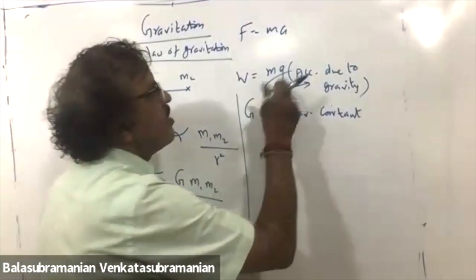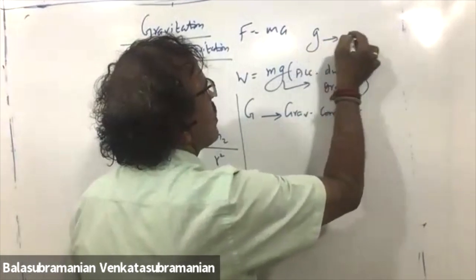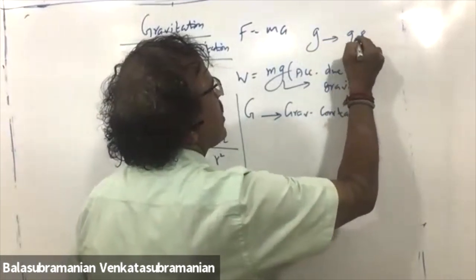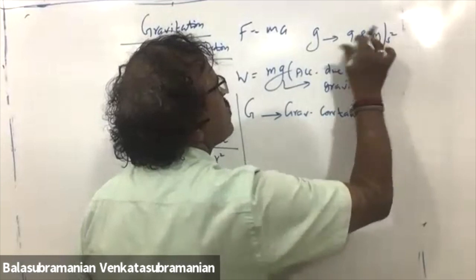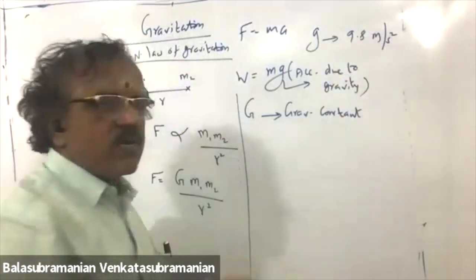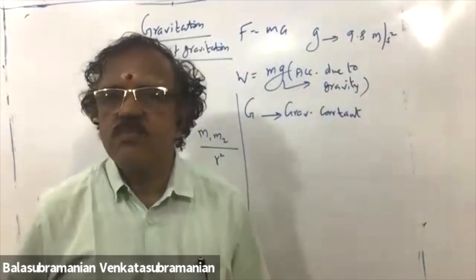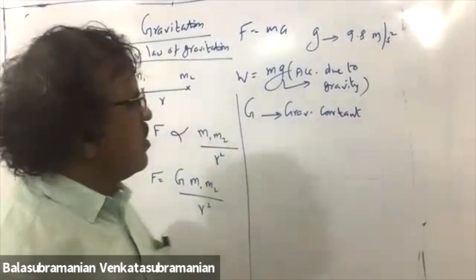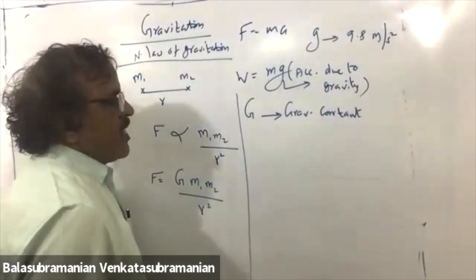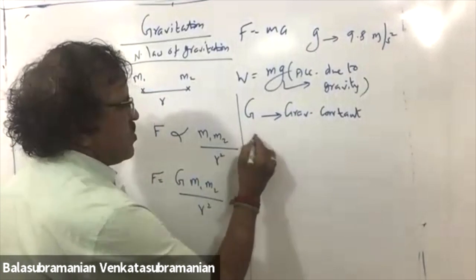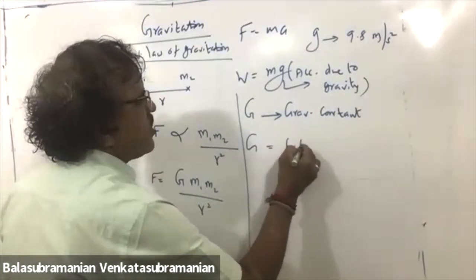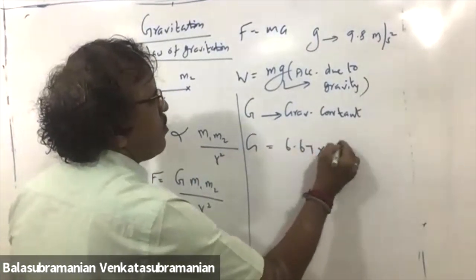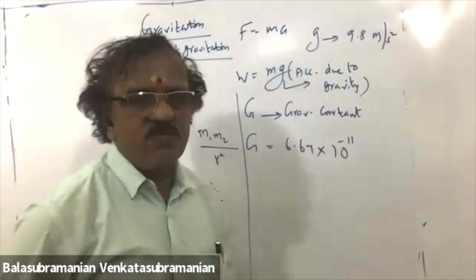You know very well, small g, acceleration due to gravity, is 9.8, so the unit is meter per second square. Whereas this value G is 6.67 10 power minus 11. It is a constant.